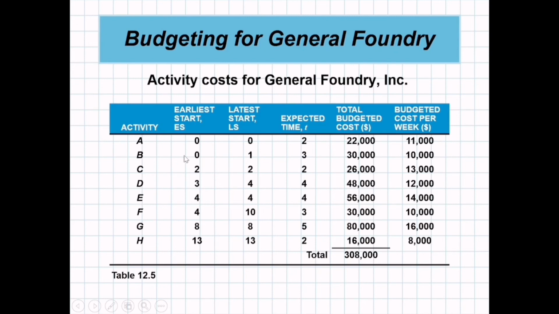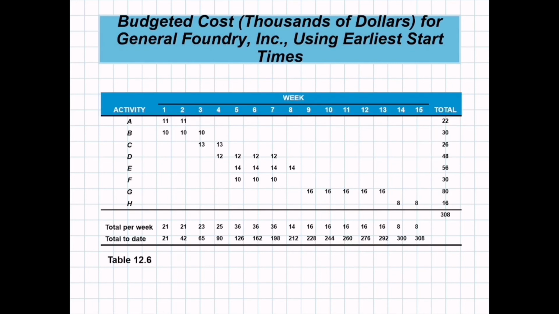For activity B, it will be finished in 3 weeks and the budget is 30,000. So if we get the budget per week, we divide by 3, so our cost is 10,000 per week. For activity C, the total is 26, finished in 2 weeks. We divide 26 by 2 to get the per week cost, 26 divided by 2 is 13, and so on and so forth. So the total budget, class, for activities A to H is $308,000. Okay? $308,000. We will move on.